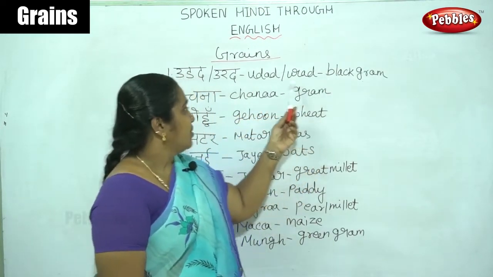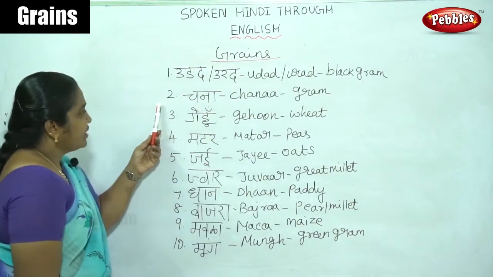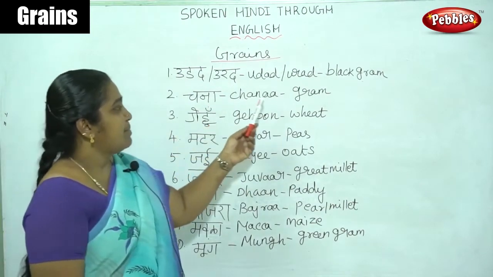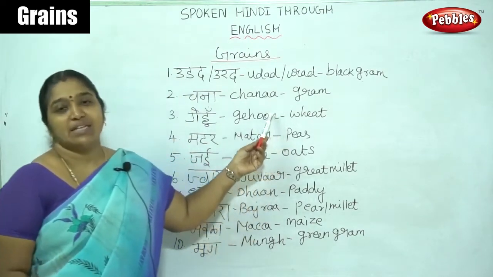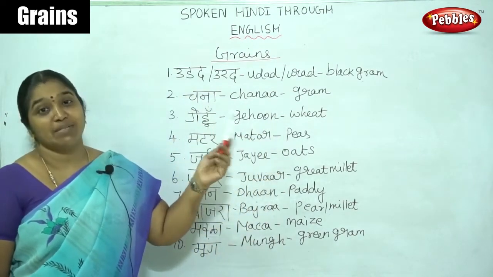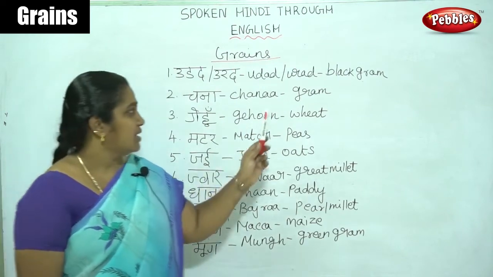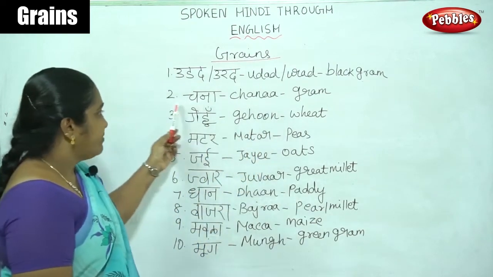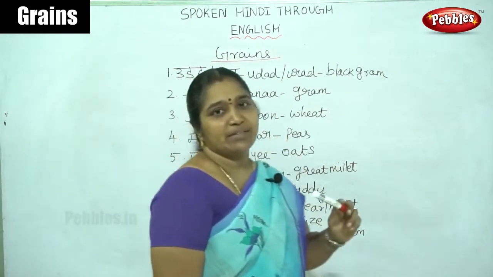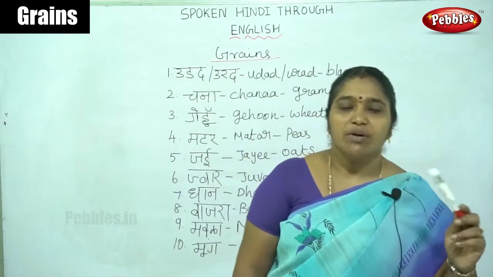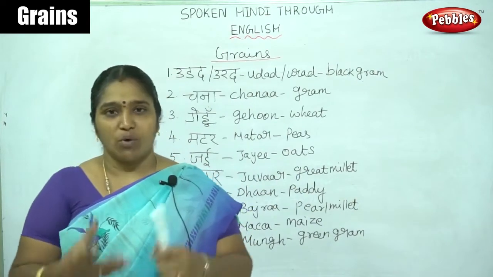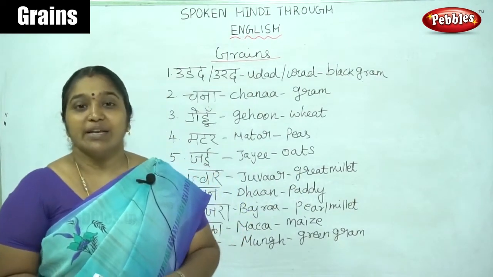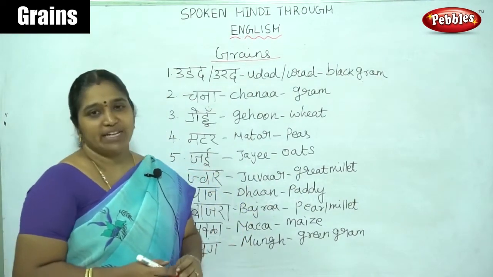Then the second one is chana. Chana means gram. We are having the chana dal and chana masala. It is very effective. It gives more protein. While using the grains, we have to sprout the grains. Then only we can get more energy.